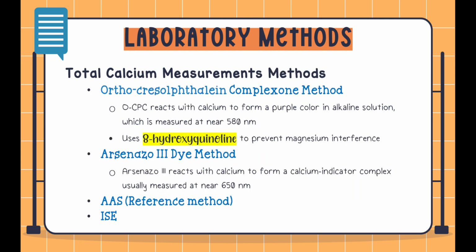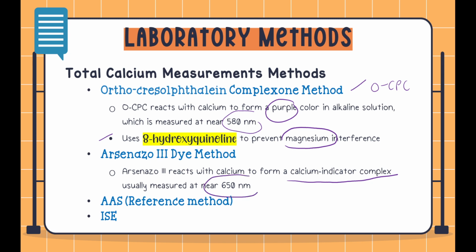So these are the different methods used for total calcium measurement. You have your orthocresolphthalein complexone method, otherwise known as OCPC. OCPC reacts with your calcium to form a purple color in an alkaline solution, and it is measured at a wavelength of around 580 nm. Another important reagent in your OCPC method is 8-hydroxyquinoline, which prevents any interference from your magnesium. Next is your arsenazo-3 dye method, wherein arsenazo-3 reacts with your calcium to form a calcium indicator complex, measured at a wavelength near 650 nm.